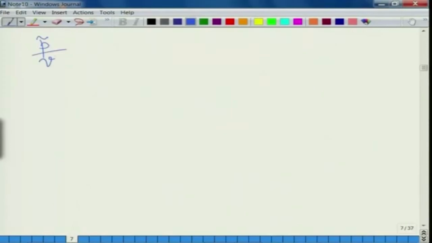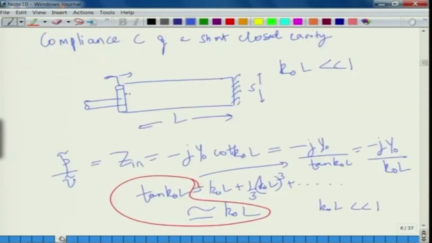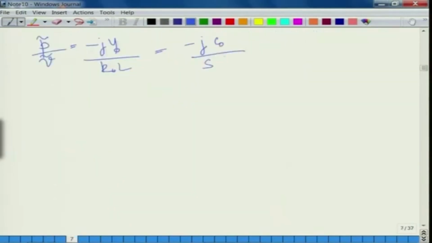So, P by mass velocity is nothing but minus j y naught k naught by k naught L. Now, this is minus j times C naught S, where S is the cross section area as made clear, and this is omega by C naught into L. So, you multiply the numerator and the denominator by j.